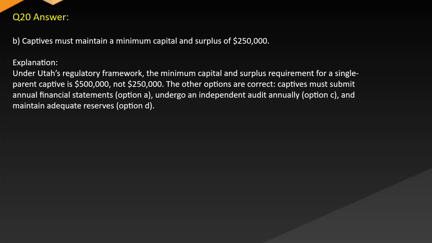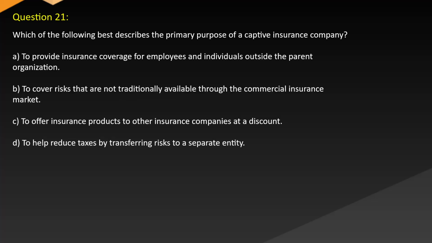Answer: B. Captives must maintain a minimum capital and surplus of $250,000. Explanation: under Utah's regulatory framework, the minimum capital and surplus requirement for a single-parent captive is $500,000, not $250,000. The other options are correct. Captives must submit annual financial statements, option A, undergo an independent audit annually, option C, and maintain adequate reserves, option D.